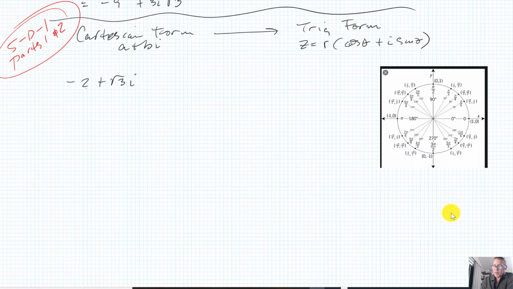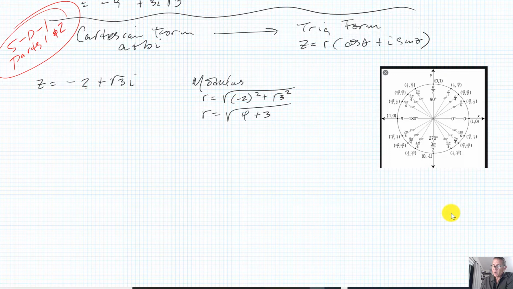So let's suppose we start off with this. This is our complex number in Cartesian form, and we want to get to trig form. So we've got to find the modulus first. Okay, so let's do that. r is equal to the square root of negative 2 squared plus root 3 squared. So that's the square root of 4 plus 3, or root 7. So the modulus is root 7.